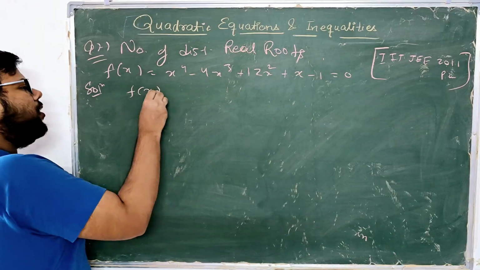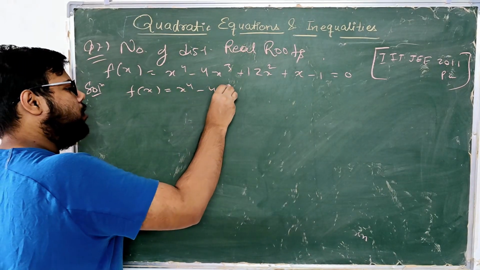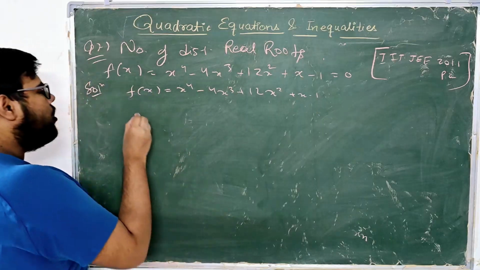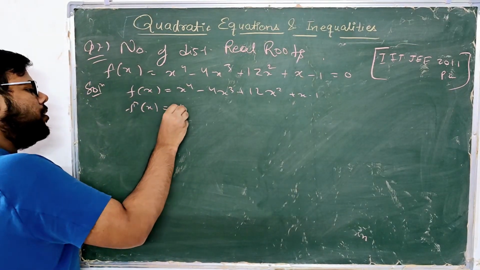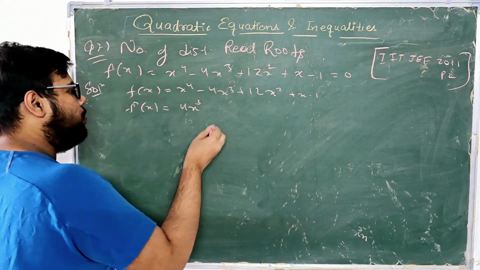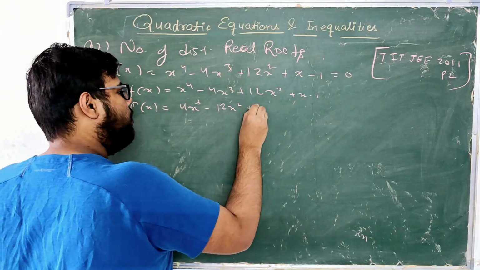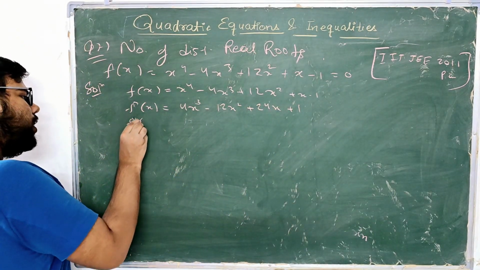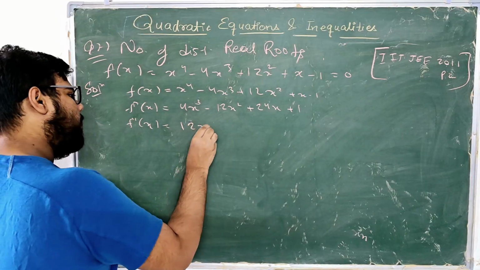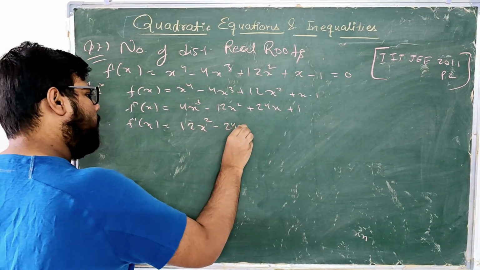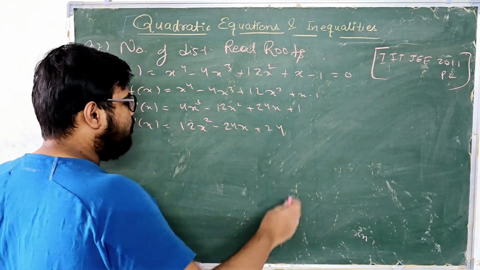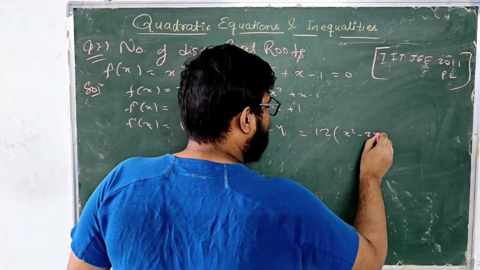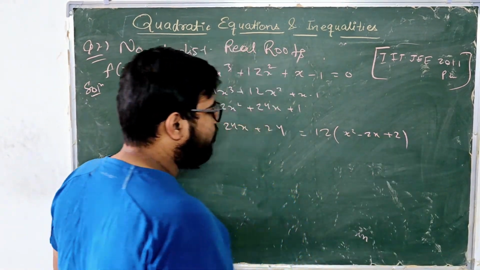Since f(x) is x raised to the power 4 minus 4x cube plus 12x square plus x minus 1, we have the derivative as 4x cube minus 12x square plus 24x plus 1, right? So we have the second derivative 12x square minus 24x plus 24. You take 12 as common, so you will have x square minus 2x plus 2.